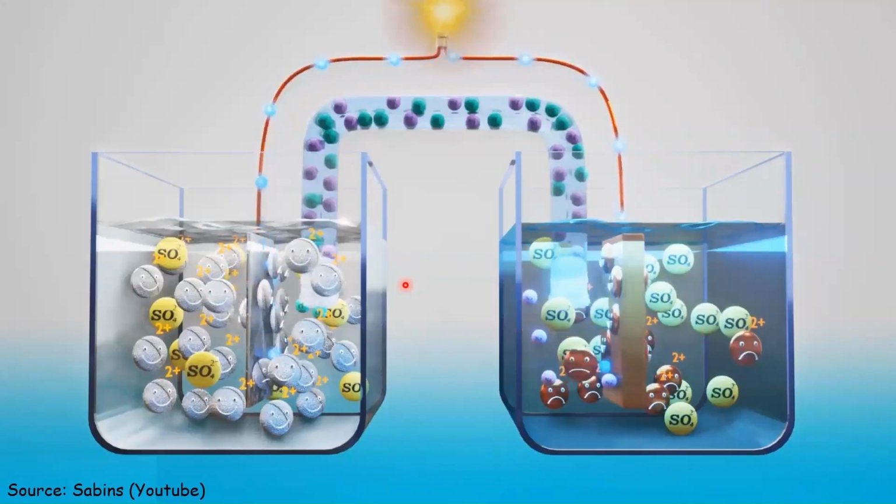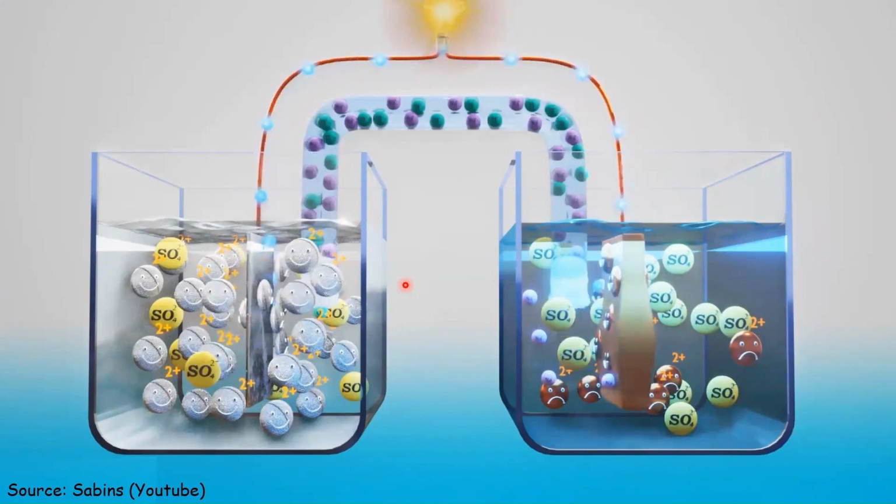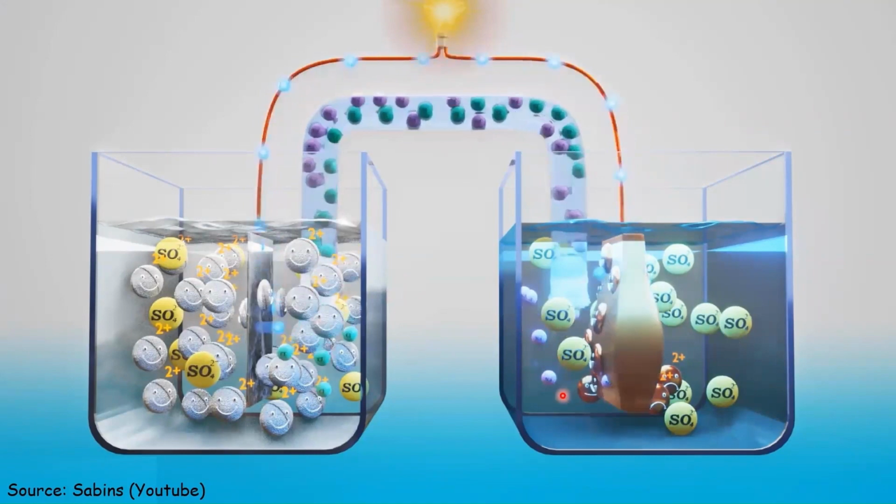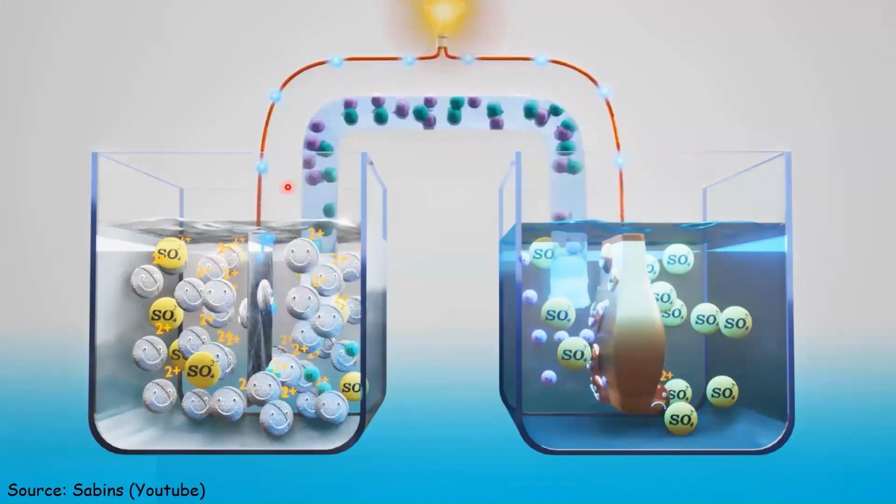This is a simulation of what happens in a galvanic cell on a molecular level. We have a solution here of zinc sulfate and copper sulfate. The simulation shows how electrons are flowing from the zinc anode to the copper cathode.